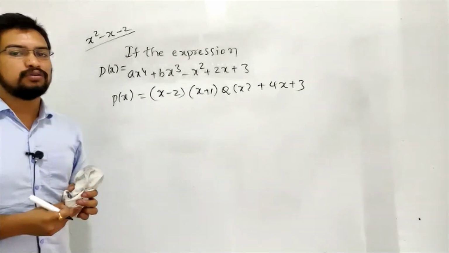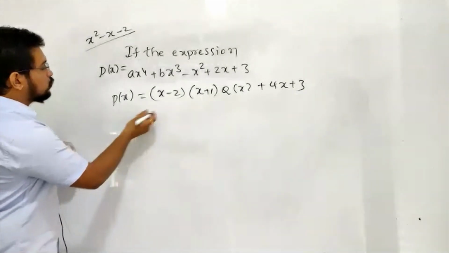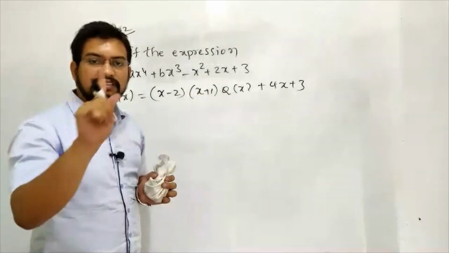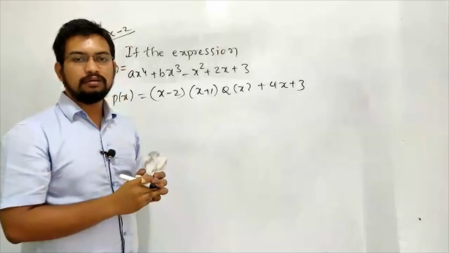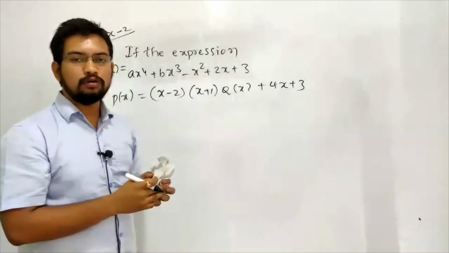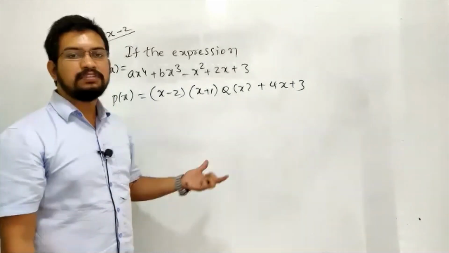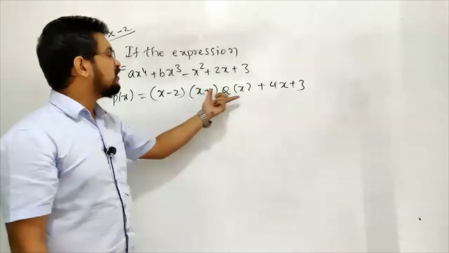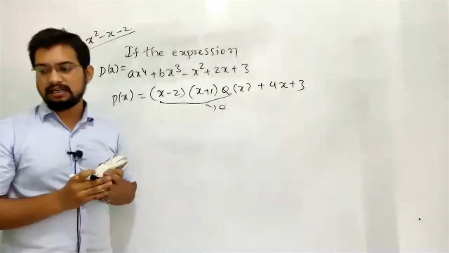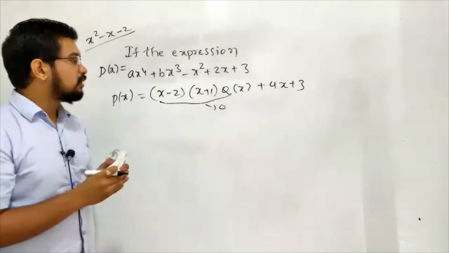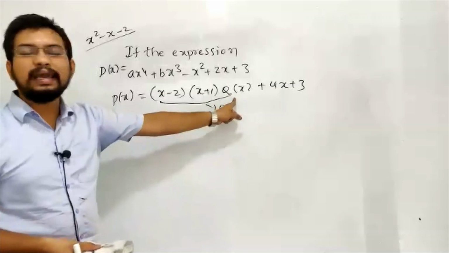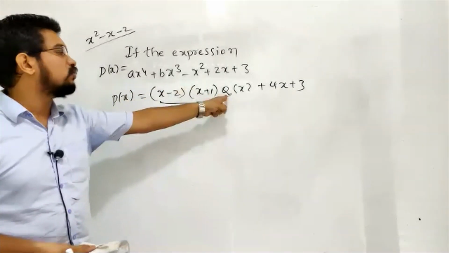Now what to do? It's very simple. I don't know the value of q of x. That quotient is not known to you. The simple logic you need to apply here is that you always try making this term 0. Why? The quotient is not known. To get some value, this unknown should be eliminated.